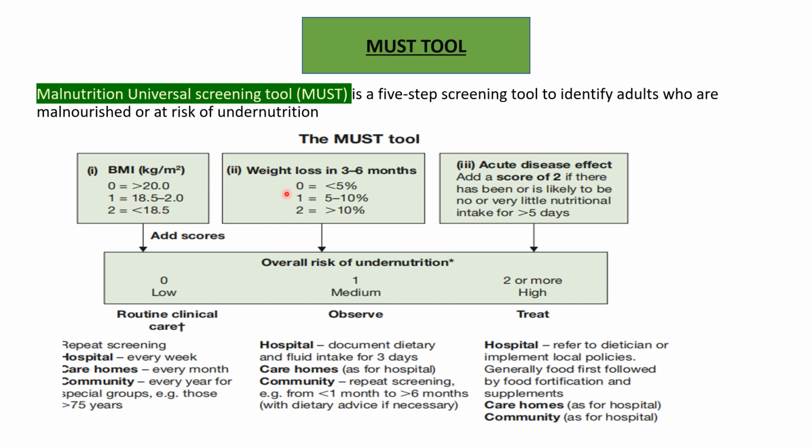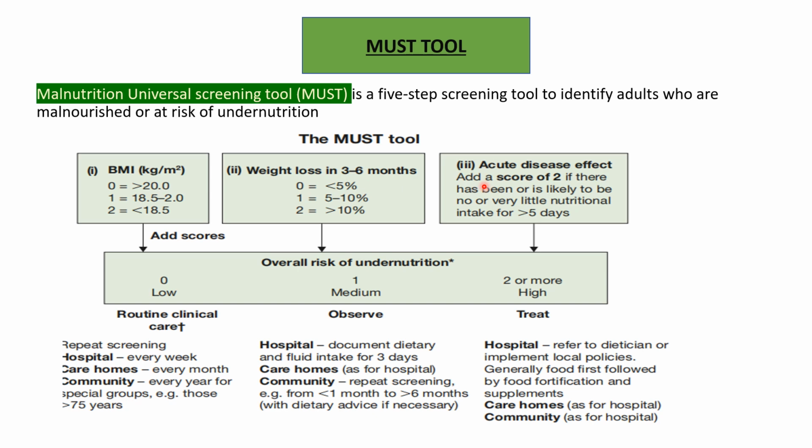The next step is to determine the weight loss. This should be an unintended weight loss in the past 3 to 6 months. You score 0 if the weight loss is less than 5%, 1 for 5 to 10%, and 2 for greater than 10%. The third step is to assess if the patient is acutely ill or diseased, or has had little nutritional intake for greater than 5 days.